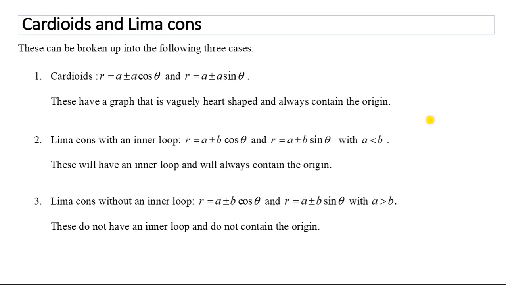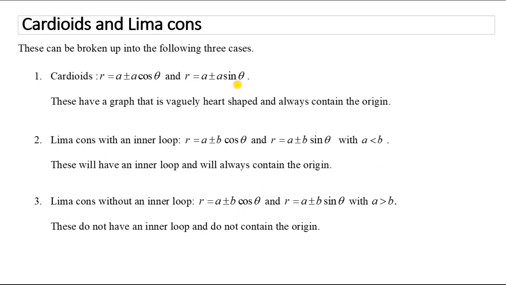Cardioid and limaçon. There are 3 types of hearts. Number 1 is called cardioids. The equation is r = a ± a cos θ or r = a ± a sin θ. This equation of heart goes through the origin, without inner loop.